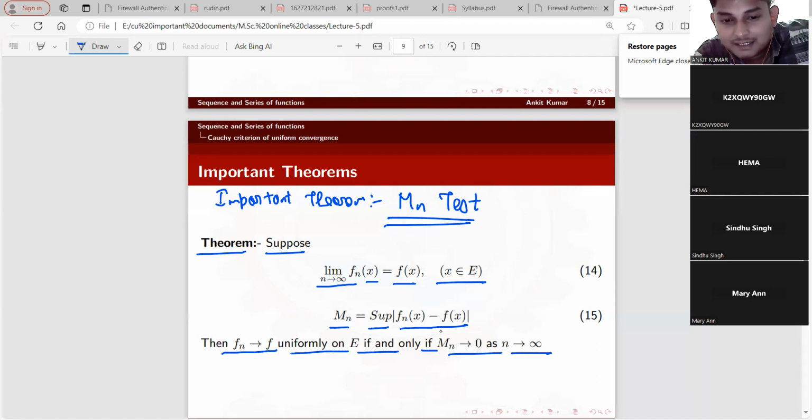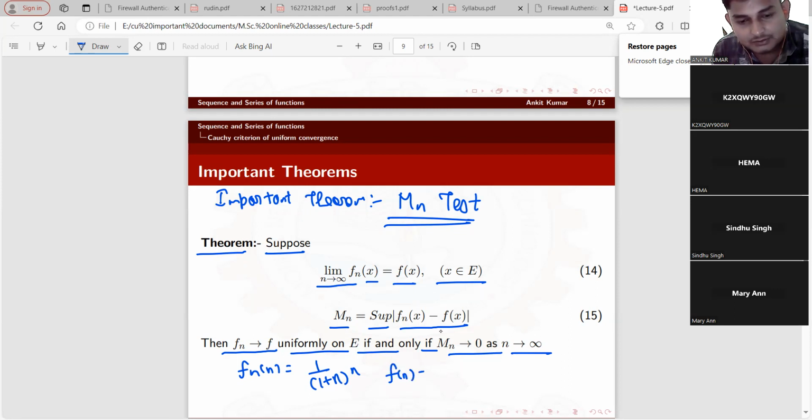If we calculate limit n tending to infinity fn(x) equal to f(x), and capital Mn is equal to the supremum of mod of fn(x) minus f(x), then fn tends to f uniformly on E if and only if Mn tends to 0 as n tends to infinity. Suppose we take an example, fn(x) is equal to 1 upon 1 plus x to the power n. Okay, we take this.